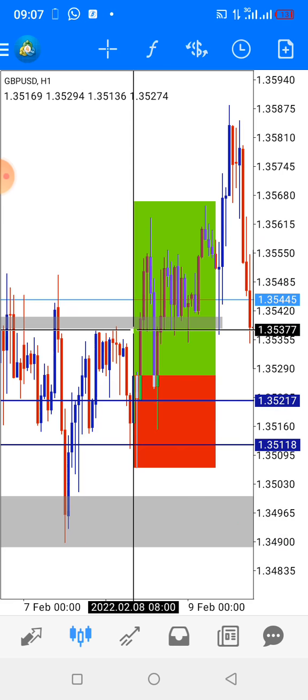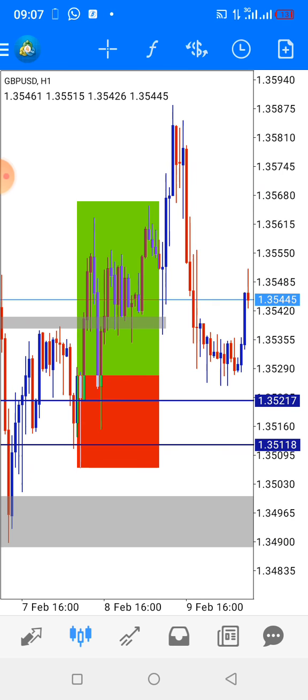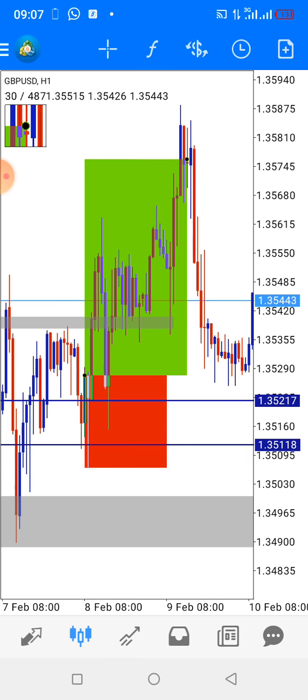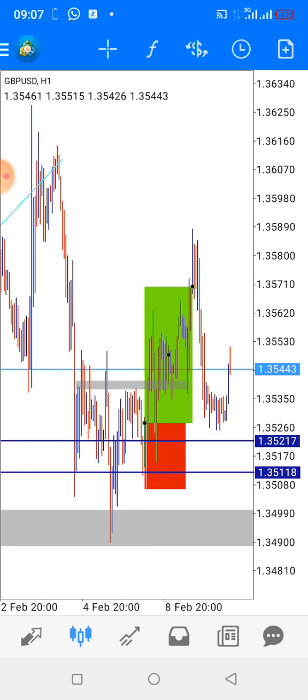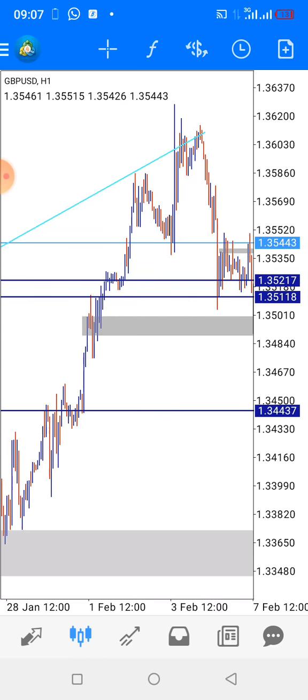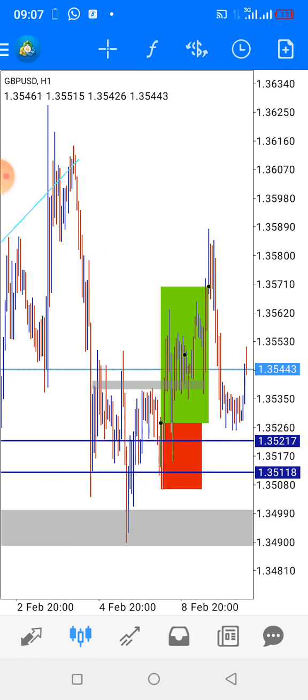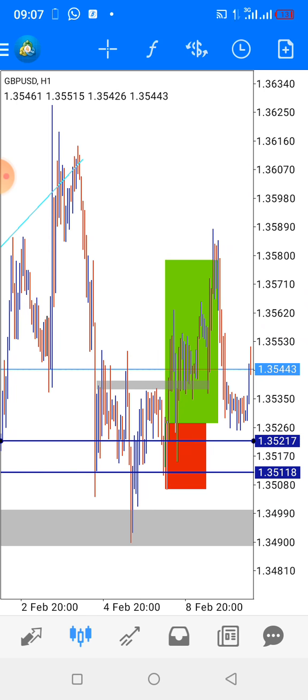Taking this trade, my take profit was around this area. This was where I targeted. You guys might be asking, why did I target close to this area? I will explain why. This was where my take profit was, and this was my risk.